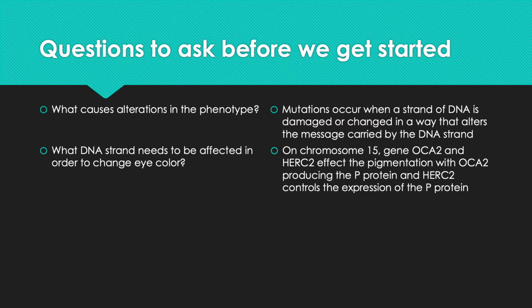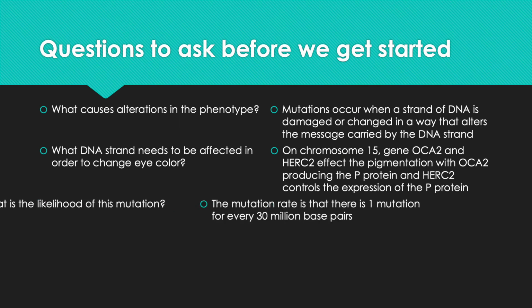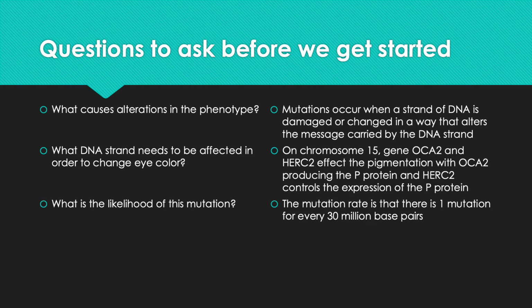And so we now know what needs to change, but how long does it take for this to change? How long do we need to wait for this change to occur? Or, better said, what is the likelihood of this mutation? There's a mutation rate of 1 mutation for every 30 million base pairs.